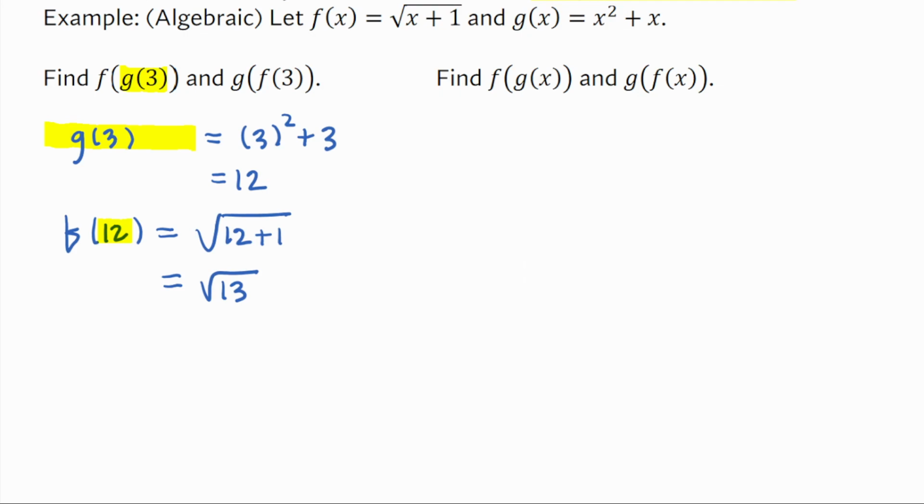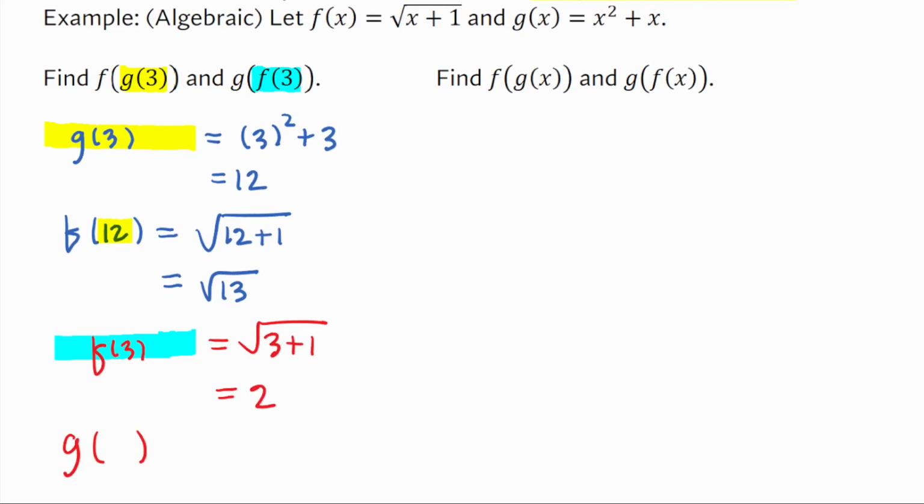If I wanted to find g of f of 3, I'd need to start by finding f of 3. So f of 3 is going to be equal to the square root of 3 plus 1. That's the square root of 4. Remember, when we see that square root, that means the positive square root, so it's going to be equal to 2. And then we're going to be interested in taking g of 2, because we wanted g of f of 3, and g of 2 is going to equal 2 squared plus an additional 2, and that's 4 and 2 is 6.